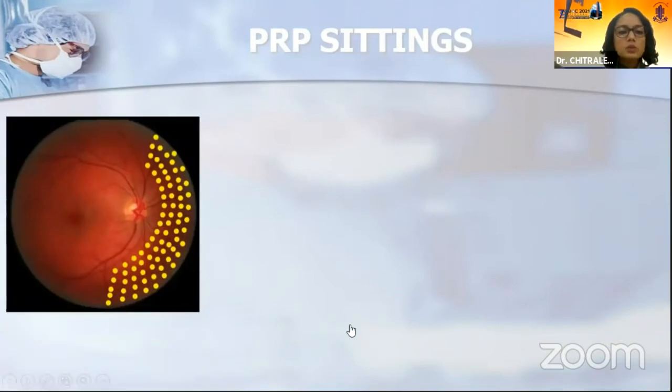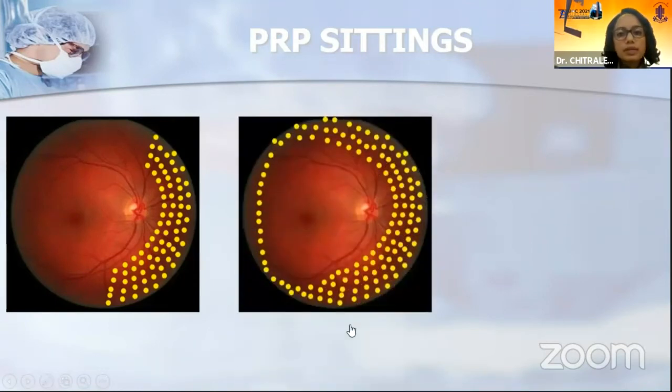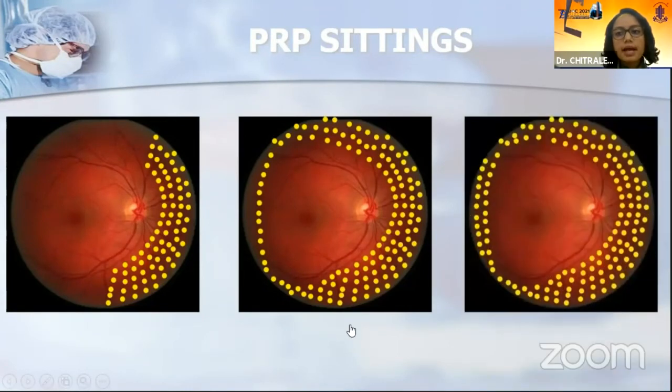Here in the first sitting, we should be lasering the nasal retina and the inferonasal retina. In the second sitting, we do the rest of the inferior retina and the superior retina and mark out the temporal margin of the third sitting. And in the third sitting, we complete the temporal retina and any peripheral retina possible.